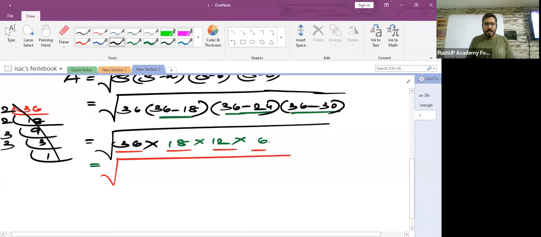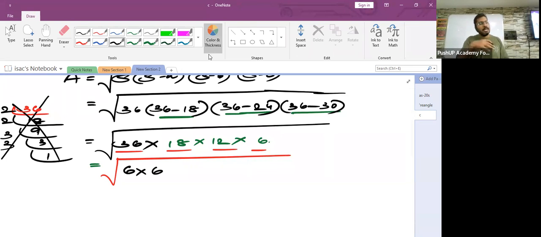So rather than doing the prime factorization of 36, why can't you directly write it as 6 into 6? Will there be any problem with this? There won't be any problem, if you write 36 as 6 into 6, just because 36 is a perfect square. Okay, so 36 is 6 into 6.